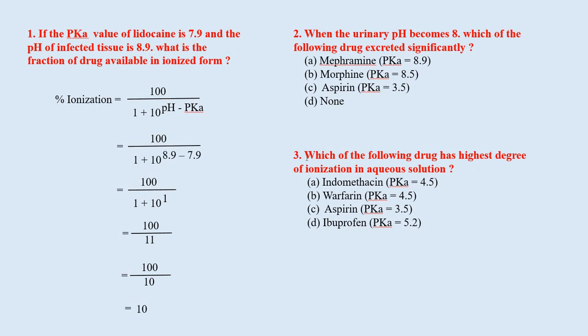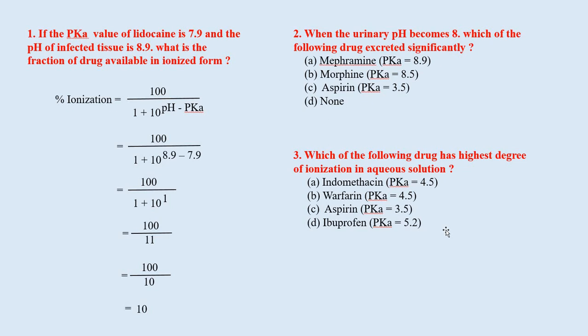Then the third example: which of the following drugs has the highest degree of ionization in aqueous solution? See here. The first one is indomethacin, second is warfarin, then aspirin, and ibuprofen. Now go with their pKa values: 4.5, 4.5, 3.5, 5.2. Among these, ibuprofen, warfarin, and indomethacin have nearby similar pKa values, and that comes under weak acidic drug.